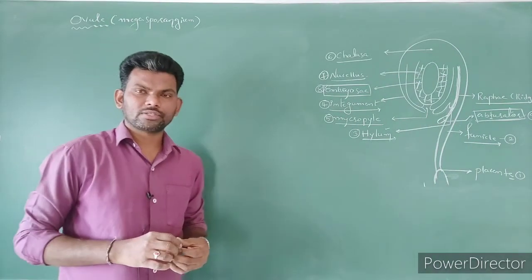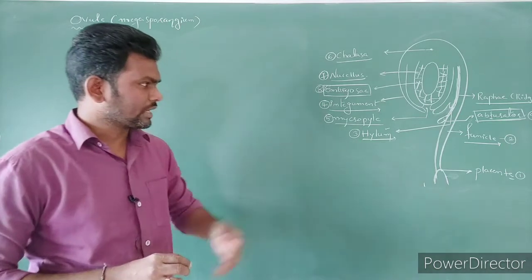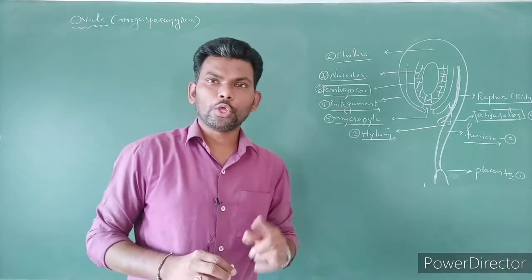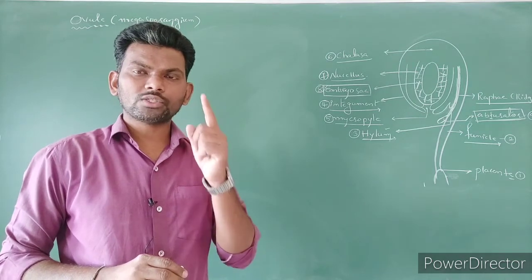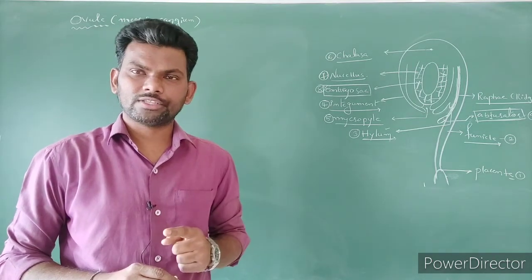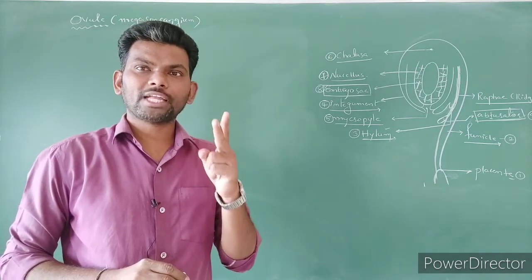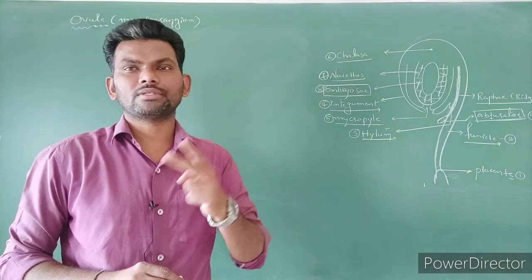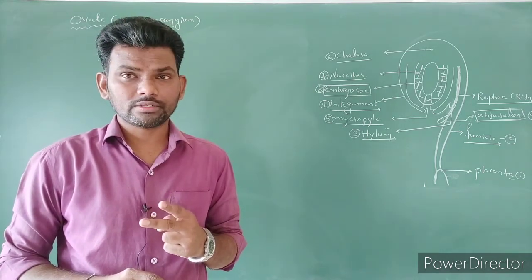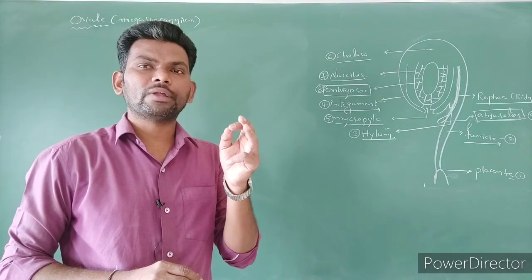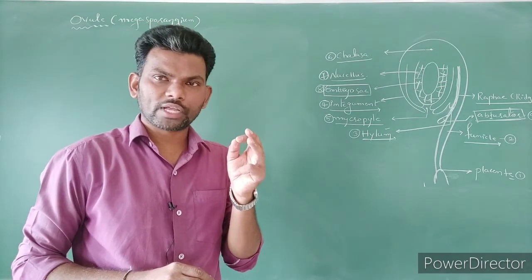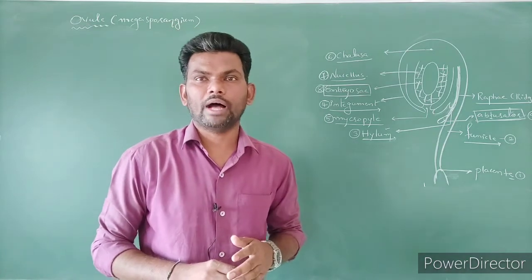Based on integuments, ovules are again divided into three types: unitegmic, bitegmic and ategmic. Unitegmic means only one integument is present, for example gymnosperms. Bitegmic means two integuments are present, as in dicots as well as monocots. The third one is ategmic, where integuments are completely absent. Such ovules we can notice in Santalum album.